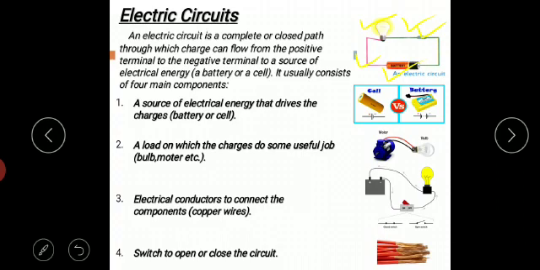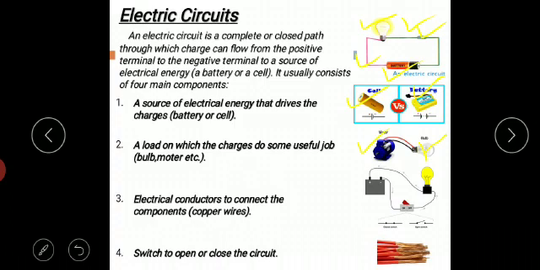that drives the charges, a battery or cell. Yes, here it is showing you a battery or cell, and a load on which the charges do some useful job, for example a bulb and a motor. Yes students, this is showing you a bulb that is attached to a motor with electric wires.